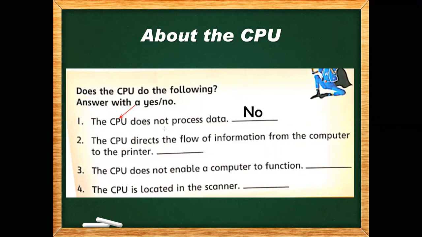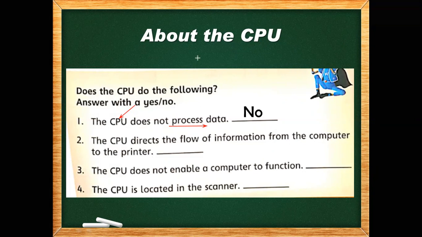The word CPU: C is central, P is processing, U is unit. So in its name there is processing, and someone says it does not process data. Why would it not? Its name is saying that it will do the processing.